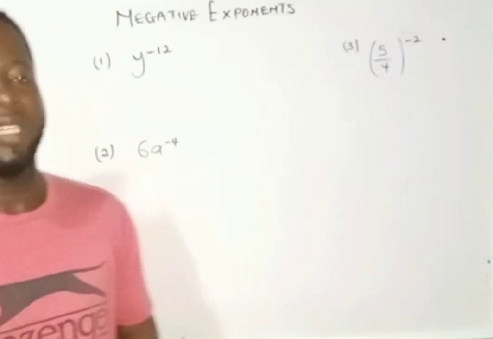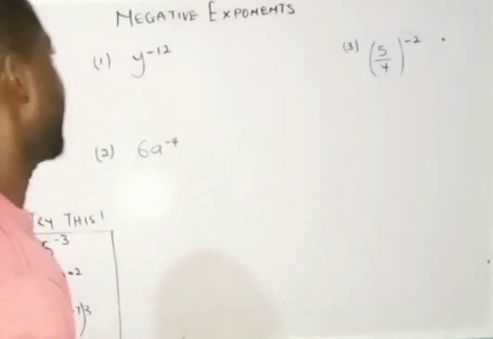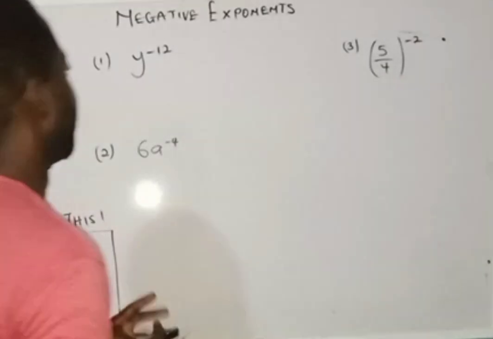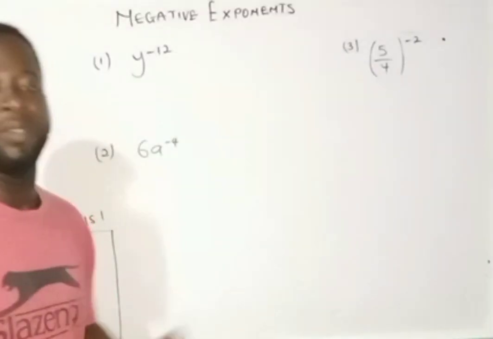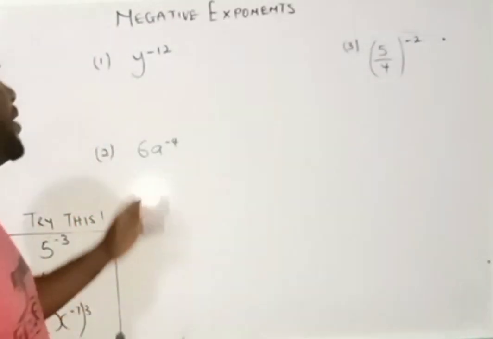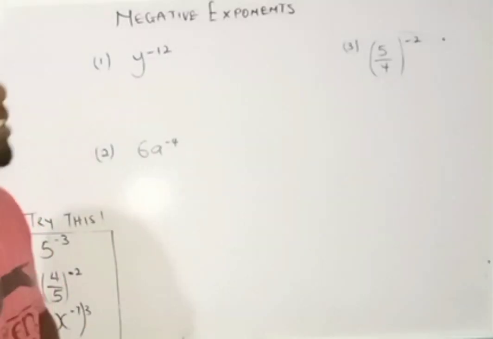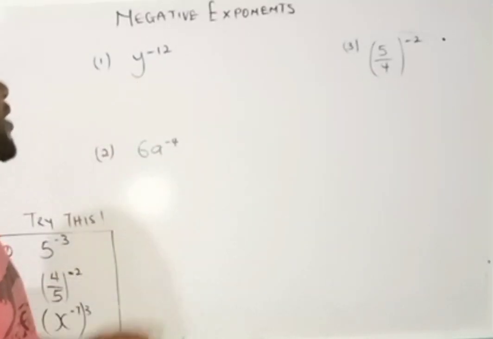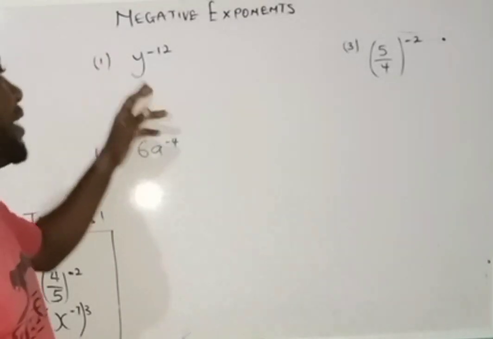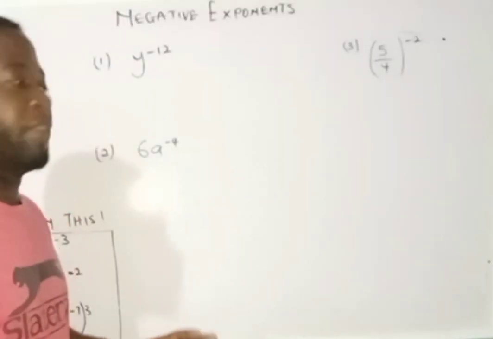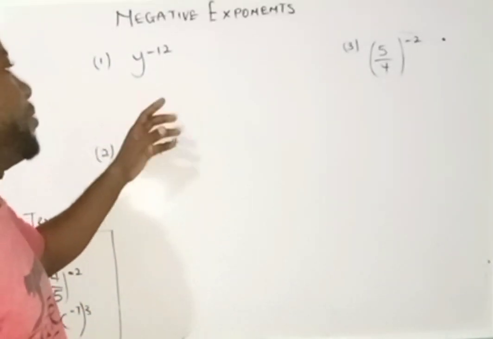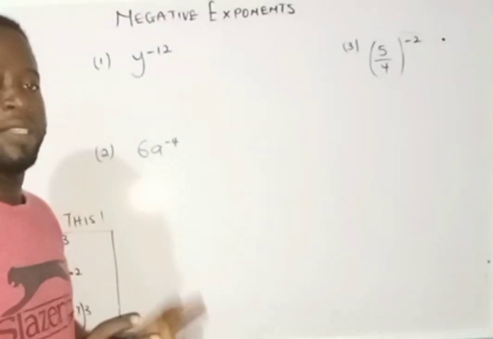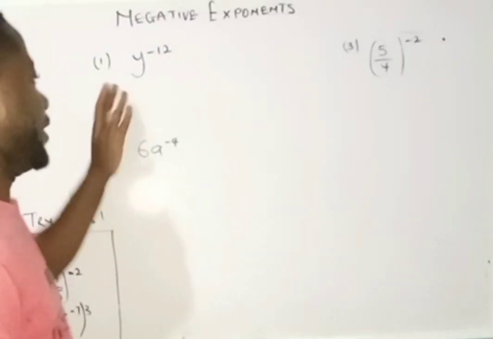In this tutorial, we shall be looking at negative exponents. The first question is we should simplify y raised to the power minus 12. Now, the first thing you need to know is the rules of negative exponents. The rule of negative exponents is that whenever you have a negative index or a negative power, your answer is going to be the reciprocal of that value.